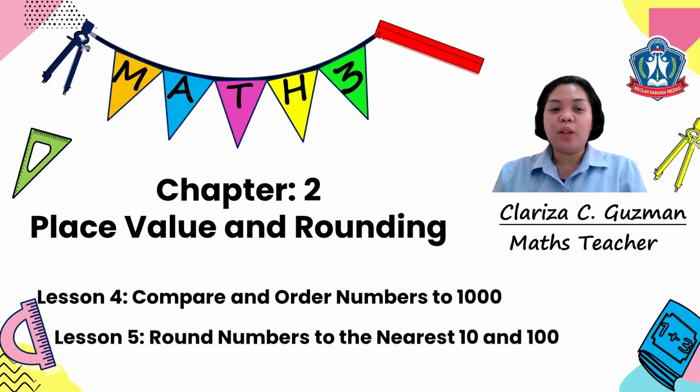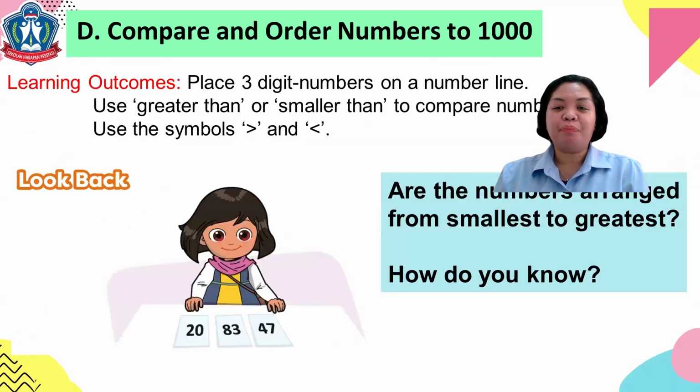So in this video, you will learn place value and rounding numbers. And we are now on lessons 4 and 5. Lesson 4 talks about comparing and ordering numbers to 1,000, and lesson 5, rounding numbers to the nearest 10 and 100. Are you familiar with these lessons? Come on, P3, let's start.